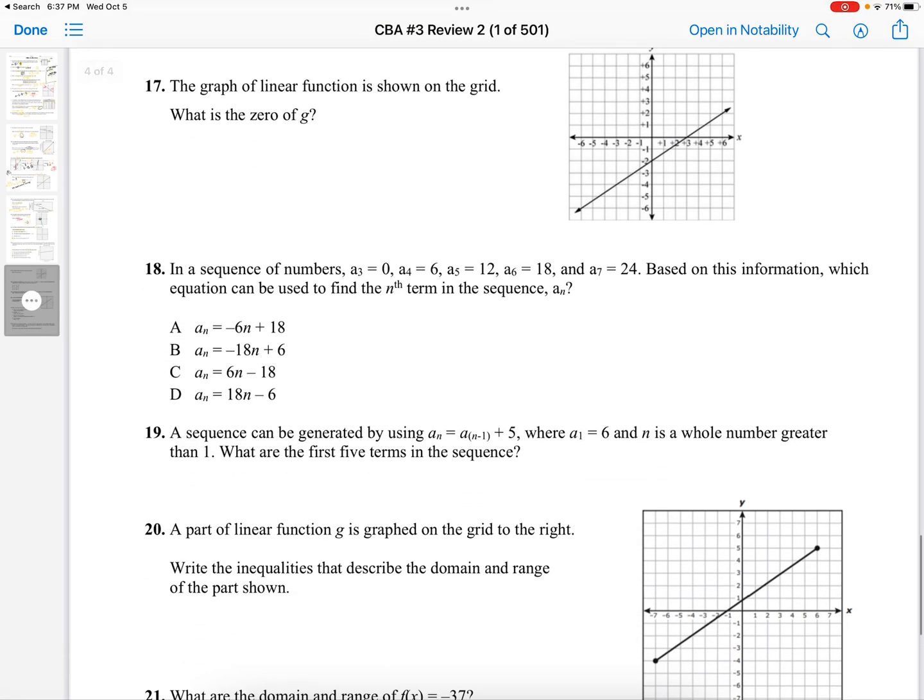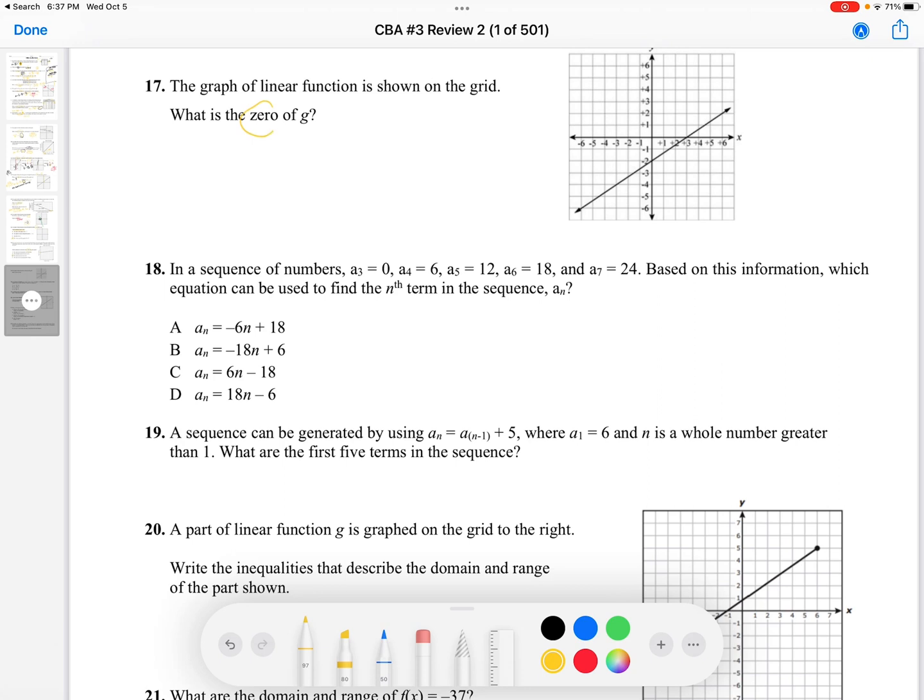Now, if you look at 17, it says the graph of the linear function is shown on the grid. What is the zero? So take a moment and see if you can determine what the zero is before I give the answer. Press pause. Hopefully what you noticed is that 0 is the same thing as x-intercept, and the answer is 3. The answer is 3.